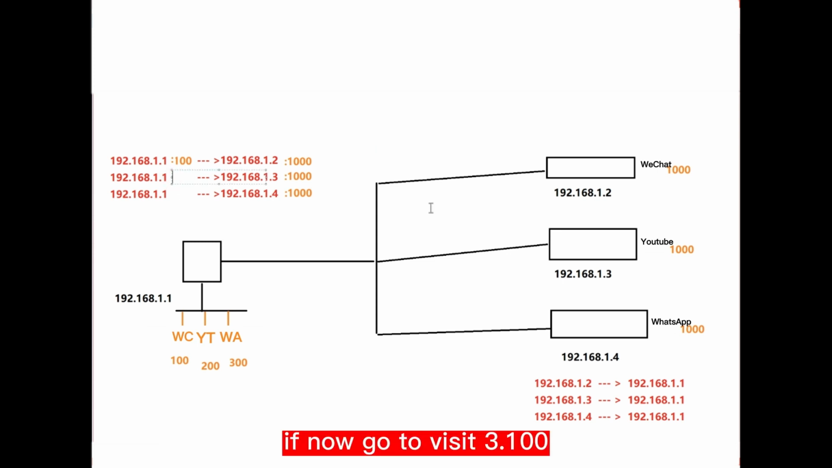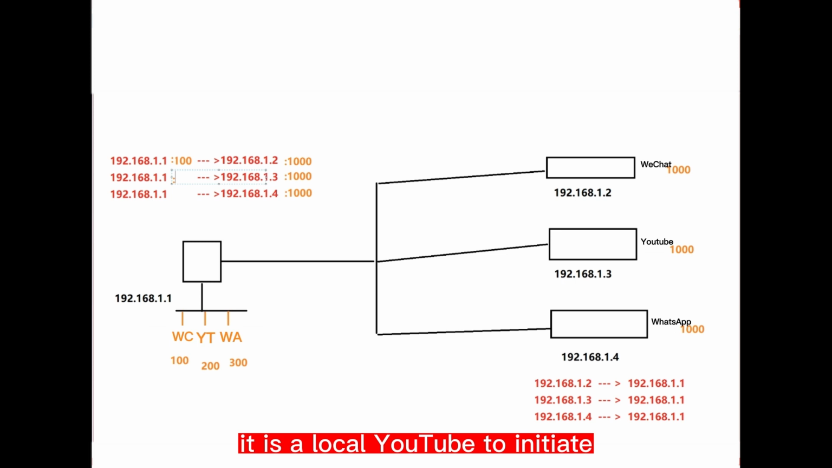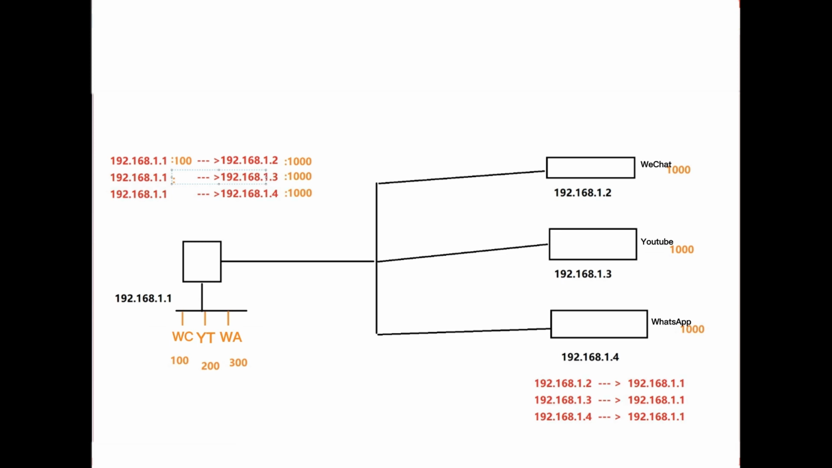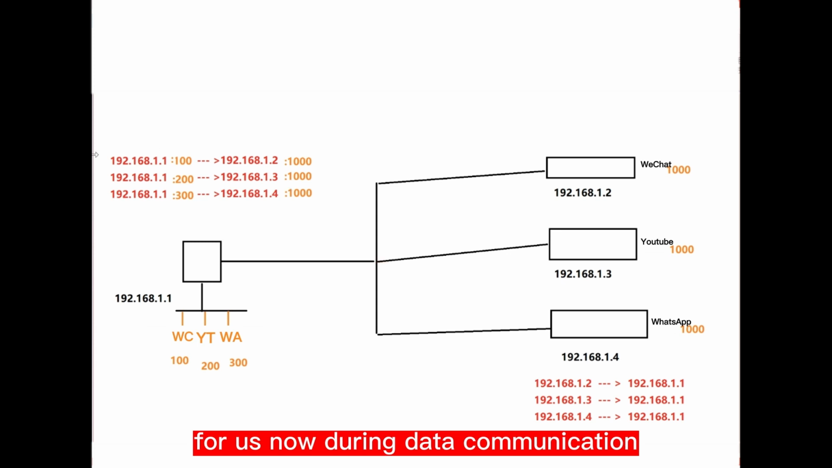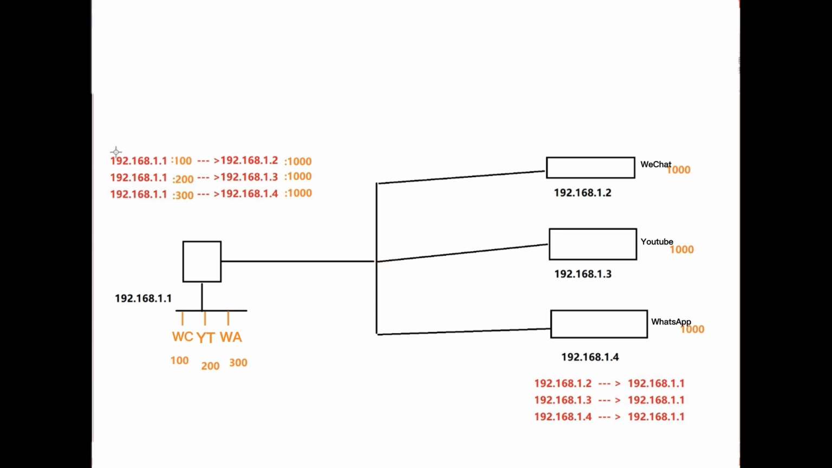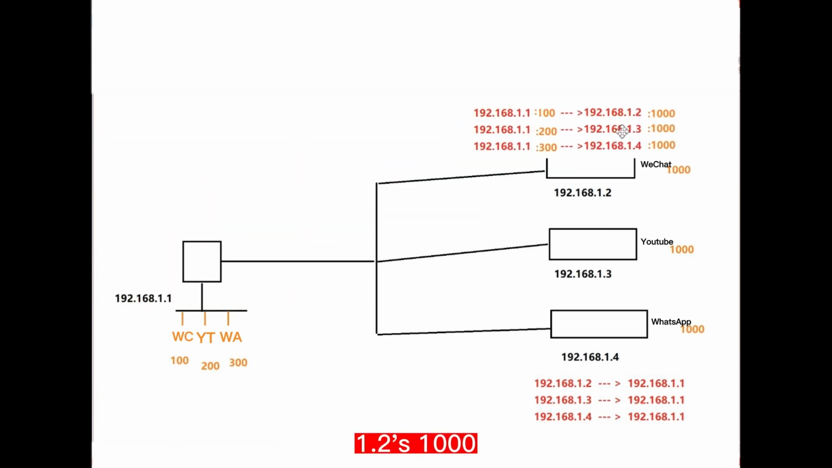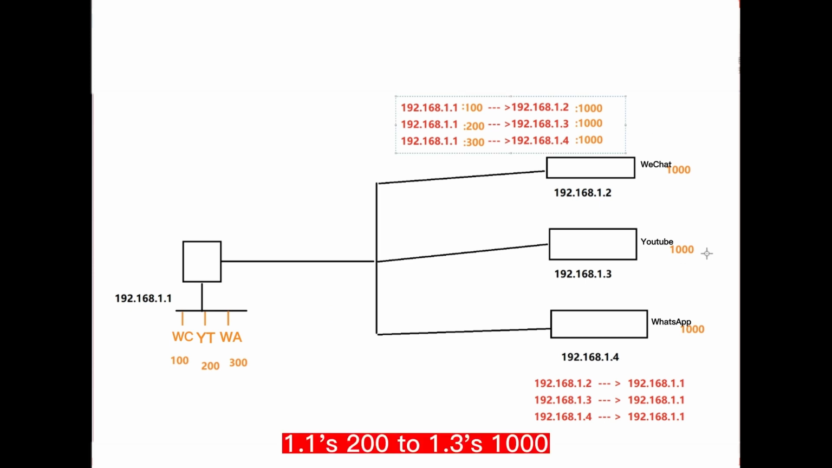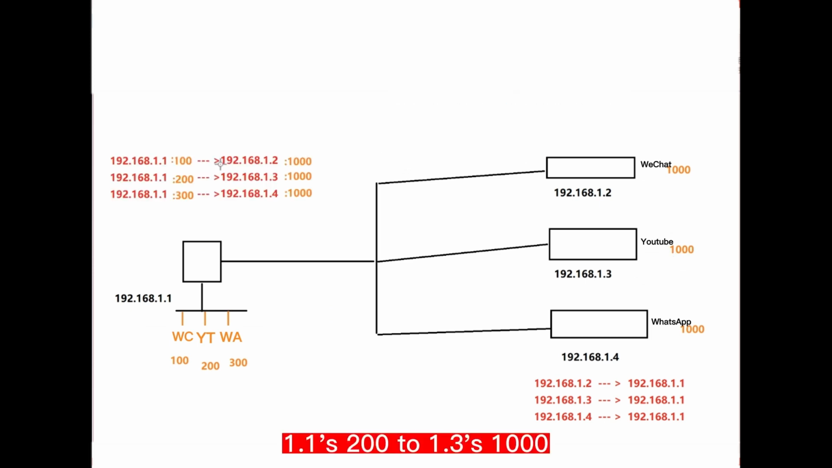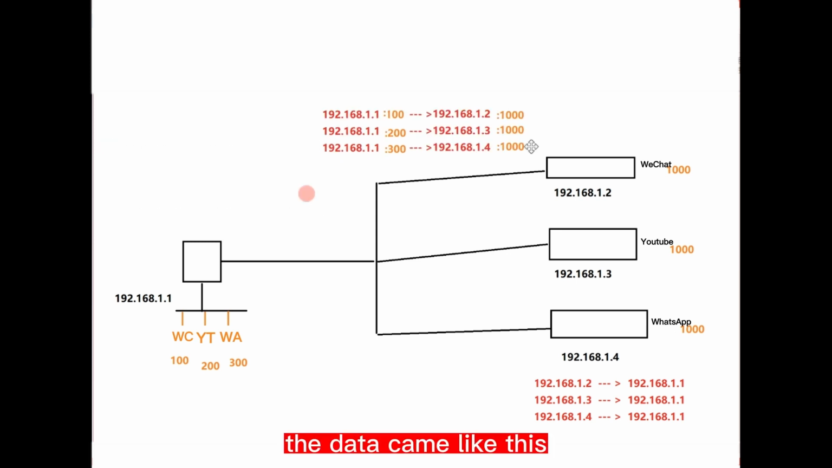If we now go to visit 3.100, it is a local YouTube initiating, that is port 200. Let's visit here. Further down is 300. During data communication, when data is sent, that's how it's sent: local 1.1's port 100 to find 1.2's port 1000, and 1.1's port 200 to 1.3's port 1000. The data came like this.